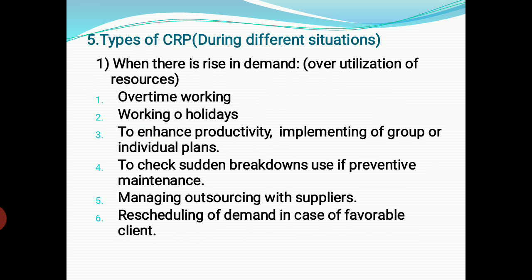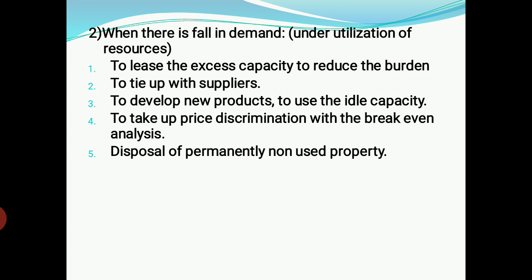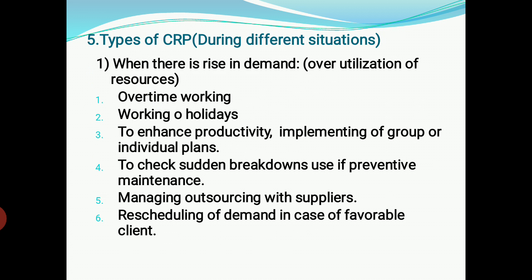When we move to the types of CRP, I have told you about the two situations just beforehand, right? So in both situations, it gives two types of CRP. One is overutilization, when there is a rise in the demand, and how we use the resources. And in the next case, when there is a fall in demand, there can be underutilization of the resources. Now both these types of CRP can be there in two different situations. Mind you, both situations cannot be at the same time.